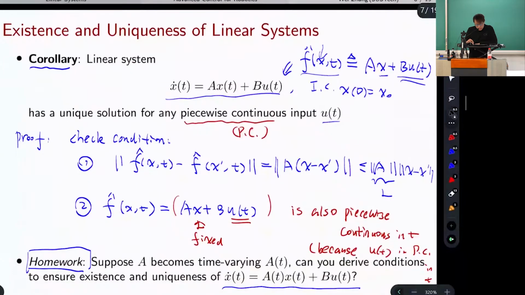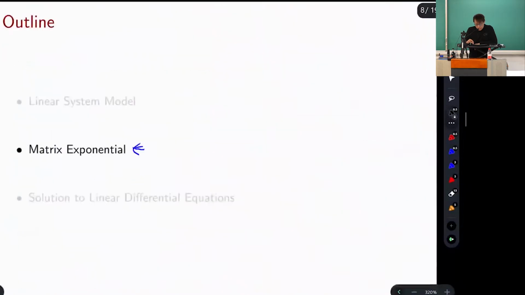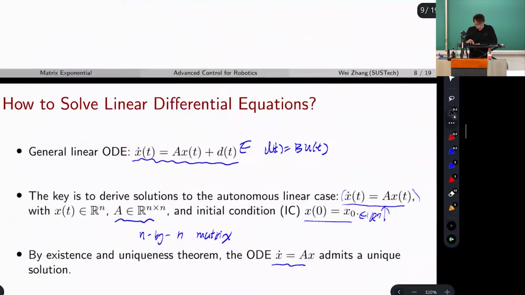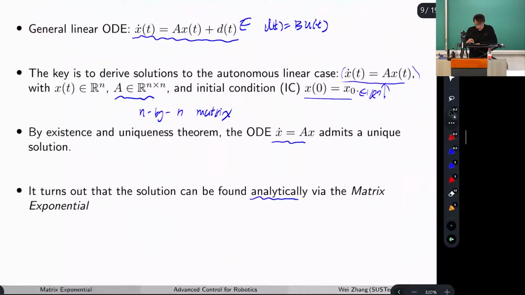So after that, we started talking about linear systems, right? That's our main focus. Today we are going to continue our discussion to see how we can derive solutions for linear systems. I think you know how to derive solutions for certain cases of linear ordinary differential equations, but in this class we want to make sure you know how to derive the solution in vector space form, in the state space form, and also using the matrix exponential.